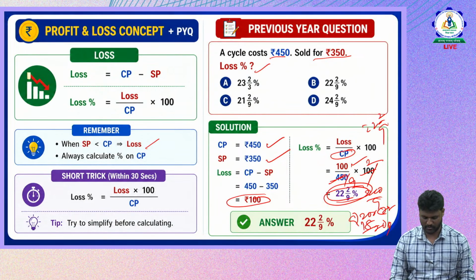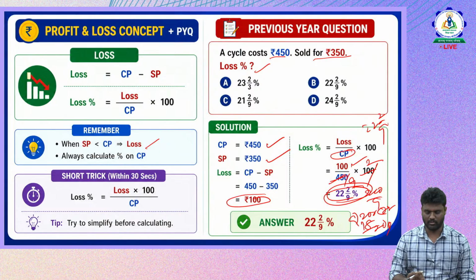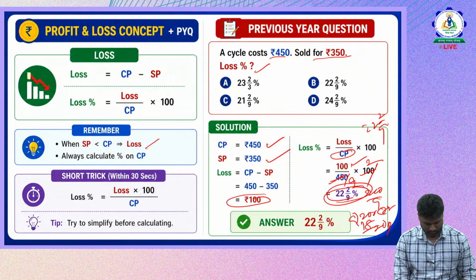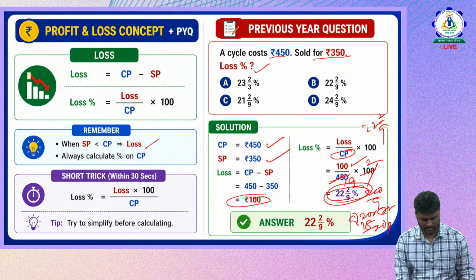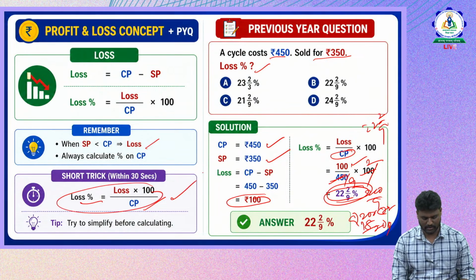This is the way of identifying the loss percentage when they ask. First check the cost price and the selling price they have given, identify how much loss they got, and then identify the loss percentage. Whenever they ask for loss percentage, we can apply this formula: loss percentage is equal to loss into 100 by cost price. When you know the cost price, identify the loss and apply this formula, and we will directly get the answer.